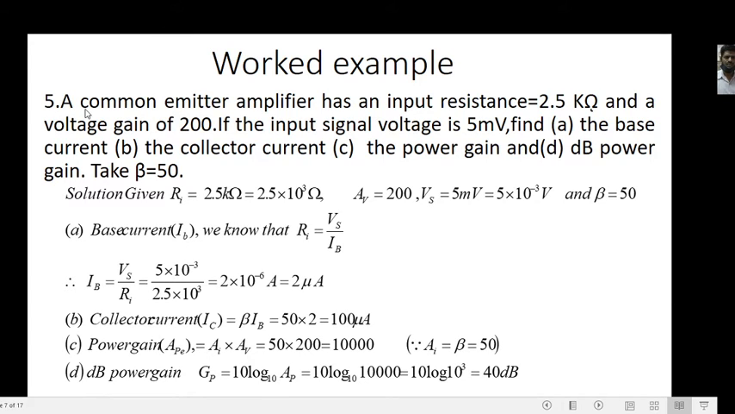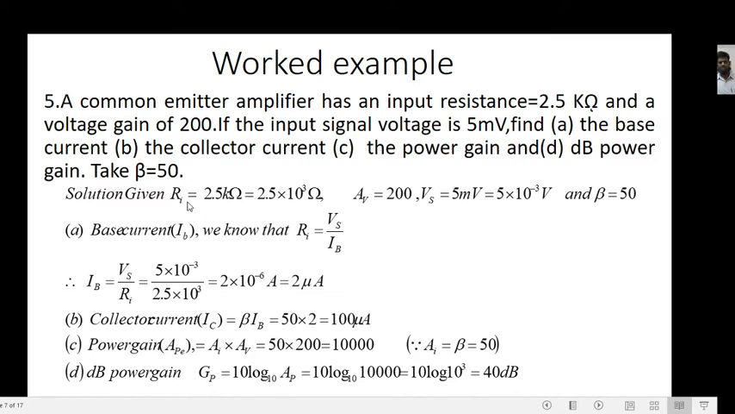Example 5. A common emitter amplifier has an input resistance equal to 2.5 kilo ohm and a voltage gain of 200. If the input signal voltage is 5 millivolt, find the base current and the collector current and the power gain and the dB power gain. Take beta is equal to 50.